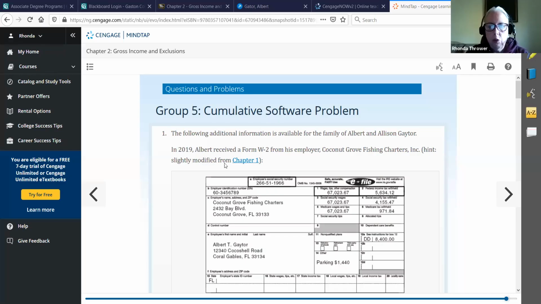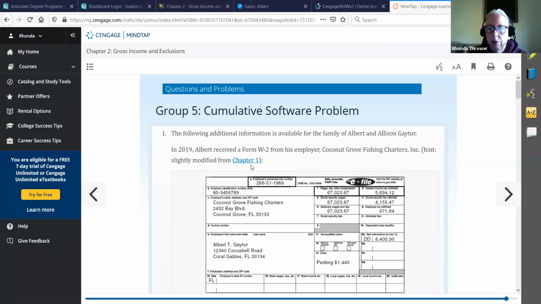Okay, I'm sharing my screen with you right now, and I've pulled up our ebook, chapter 2, Cumulative Software Problem using ProConnect. On this particular problem, they have the information that is available for Albert and Allison Gator. And they've given an updated W-2 form.